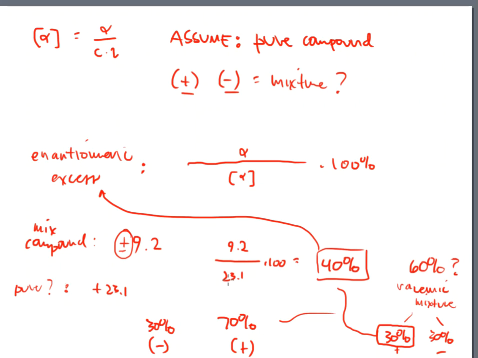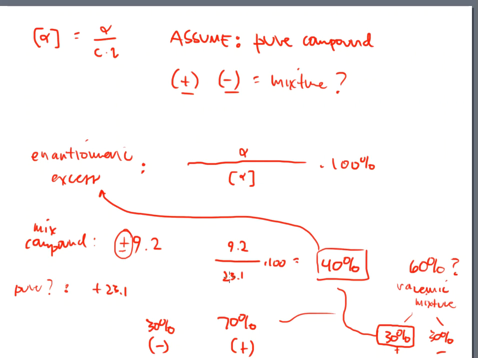So I have 30% positive from the racemate mix. And then I have 40% more of the positive from the calculation. And I need to combine those two values together. So in total, 70% represents the positive version, and 30% represents the negative version. That's the part that people forget when it concerns these enantiomeric excess problems.